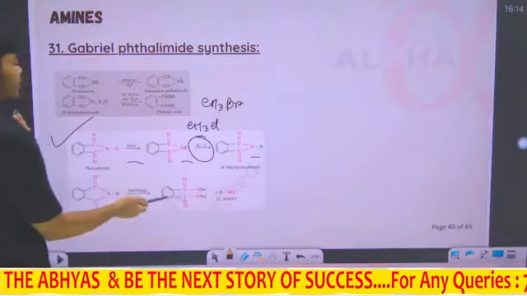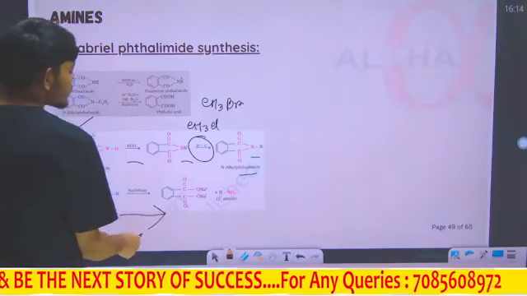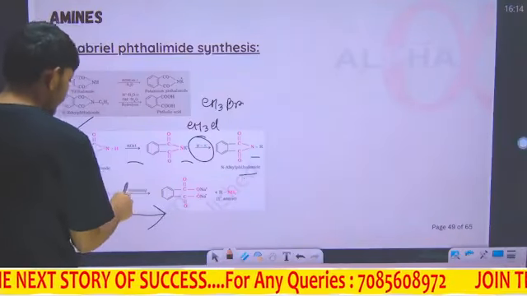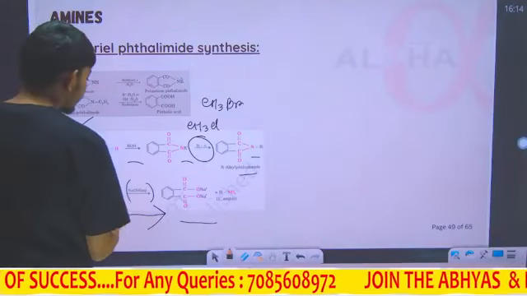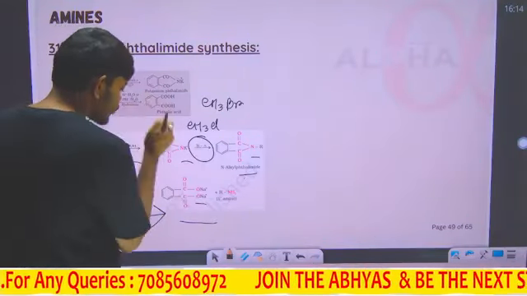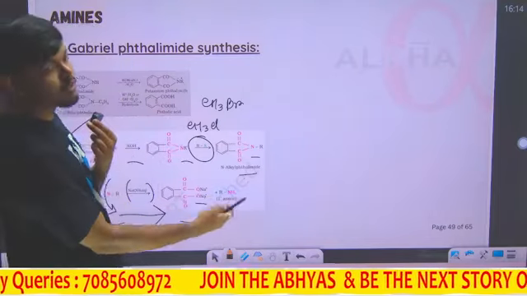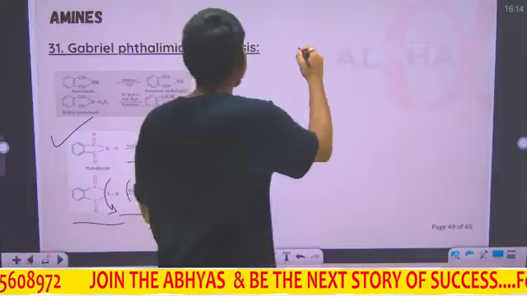Nitrogen makes a total of 3 bonds. So here it is, the N-alkyl phthalimide. And after that, hydrolysis with alkali, you will get this group detached from itself, and here a carboxylate ion salt is formed, a double carboxylate ion, and you will get your 1 degree amine. Here I can show you one example.